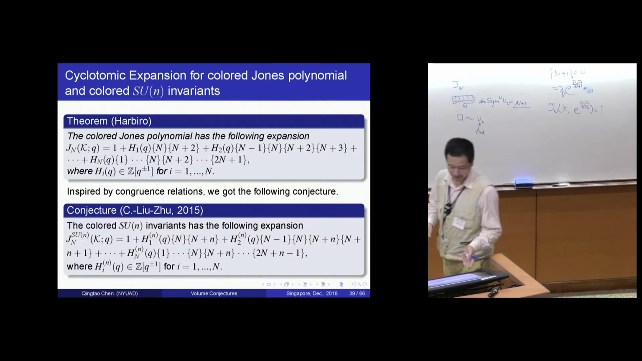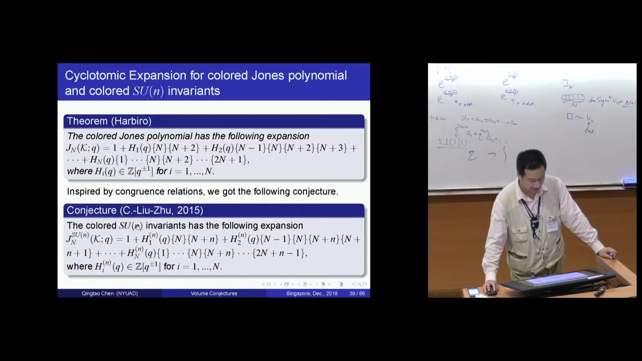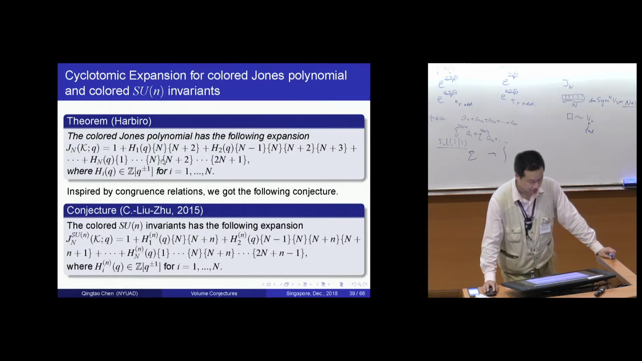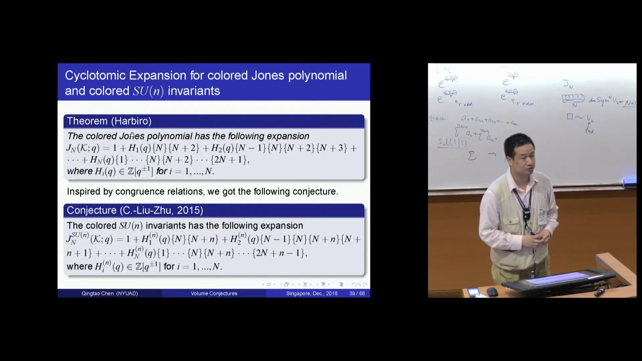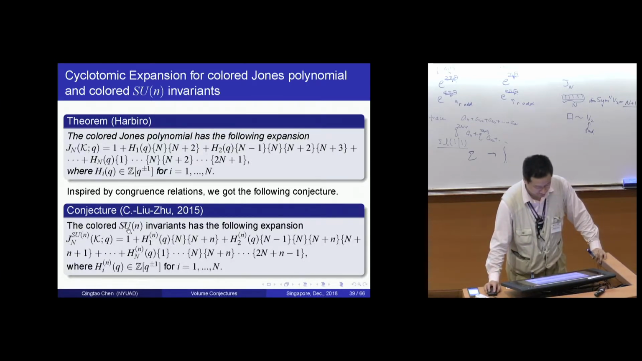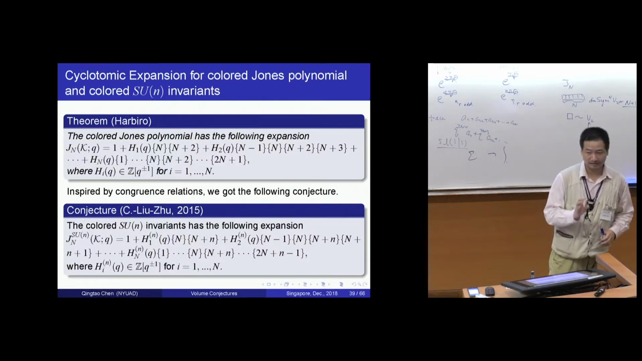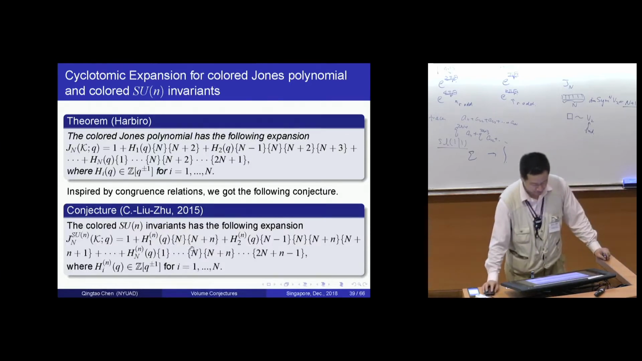Then we use this idea to study the colored SUN invariants. Then we have such an expansion. The colored Jones polynomial is like a colored SU2 invariant, and then we generalize from SU2 to SUN. Then we make the following conjecture. And we will find this gap expansion. I wondered whether all the roots of unity in this gap can be used for the volume conjecture. So the answer is yes.